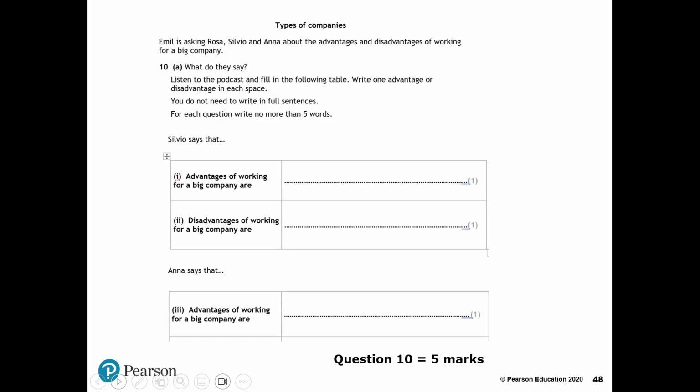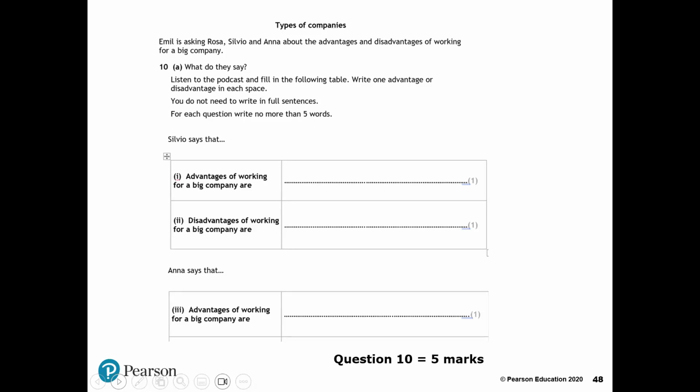And question 10 is an open response question, but it looks like this. So there is a little bit of support here for students, because really what they're having to do is to complete the sentences. Okay, so advantages of working for a big company are... we only need one detail for each of those.